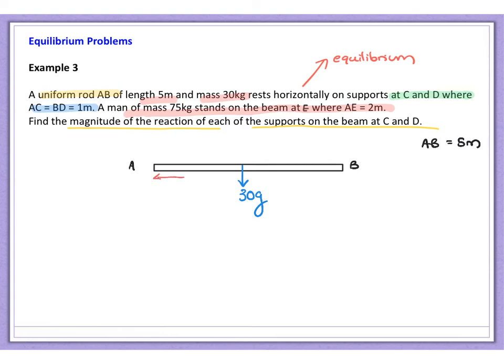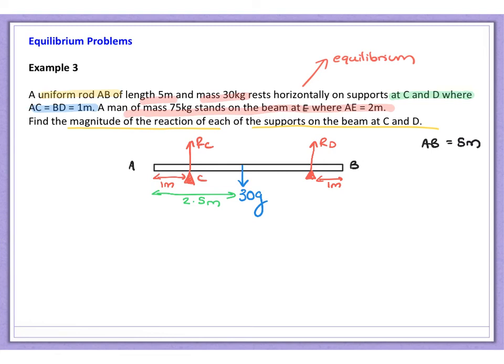So there's a gap of 1 metre to a support at C. And we'll draw in the reaction force of the support at C pushing up on the rod. And we know that BD is also 1 metre, so something similar over here. Now, we know that the measurement from here to here has got to be 2.5 metres, halfway along the rod.